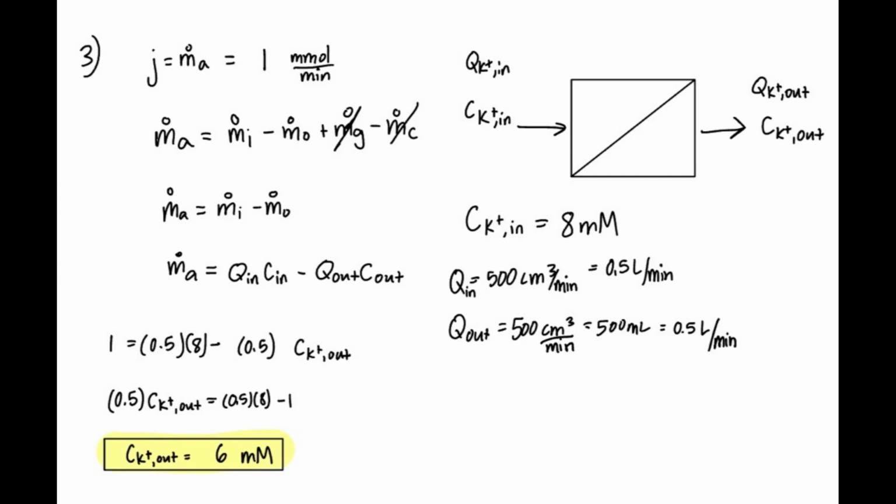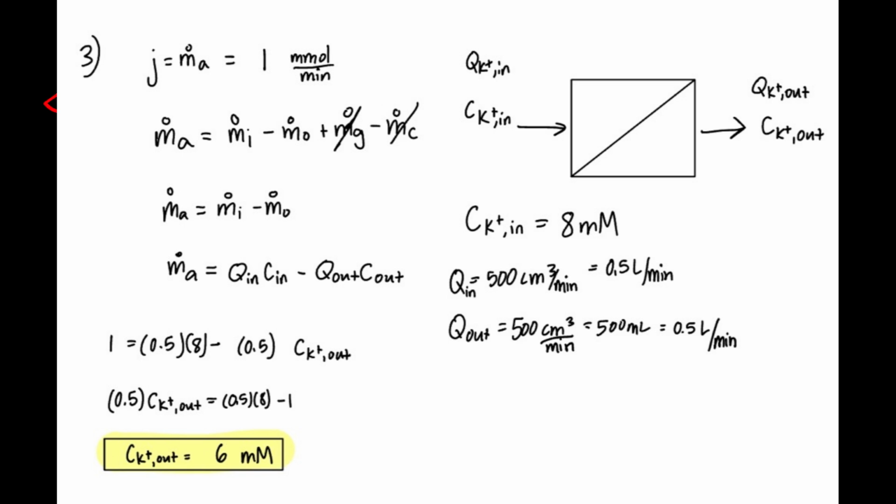Number 3 asks for the outlet potassium concentration, so first we started out by drawing a diagram with flow rate and concentration in, and then flow rate and concentration out. To solve this, we have to do a mass balance, which means mass accumulated equals mass in minus mass out plus mass generated minus mass consumed. There's no mass generated or consumed, so it's just accumulated equals in minus out.